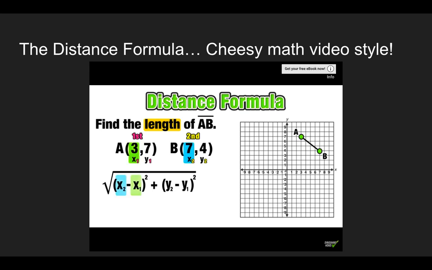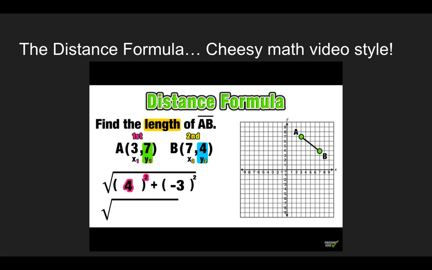Let's start off by looking at x1 and x2. x2 is 7, x1 is 3, so we have 7 minus 3 in parentheses on the left side of the equation. Now we can slide that over and look at y2 and y1. y2 is 4, y1 is 7, so we have 4 minus 7 in the parentheses on the right side of the distance formula equation. And now that we're done substituting, we can begin to evaluate. 7 minus 3 we know is equal to 4. On the right side, 4 minus 7 is equal to negative 3.